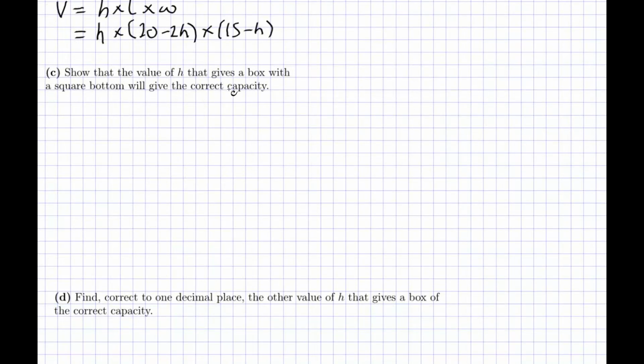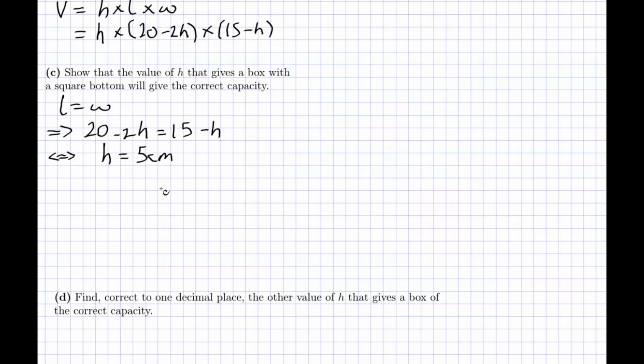Now we're asked to show that the value of h that gives a box with a square bottom will give the correct capacity. First of all, recall that the correct capacity is 500 centimeters cubed, and a square bottom means that the length and the width are the same. So first of all we can say that L is equal to w. That means that 20 minus 2h is equal to 15 minus h. And now we can solve for h. We get 5 centimeters. That's just a little bit of rearranging.